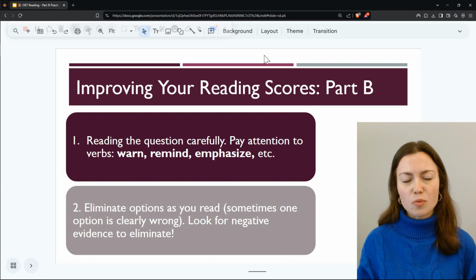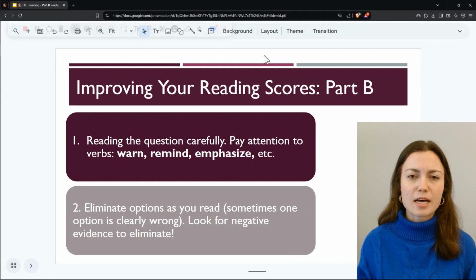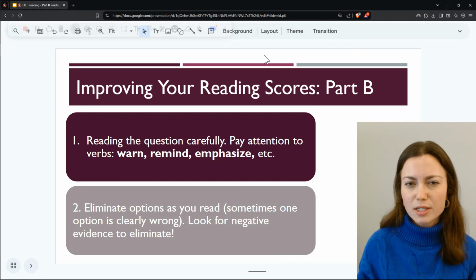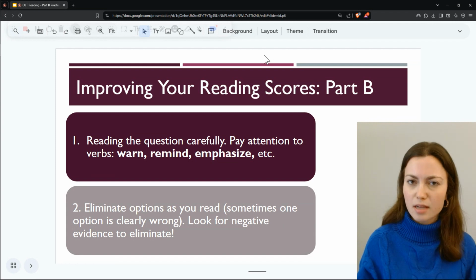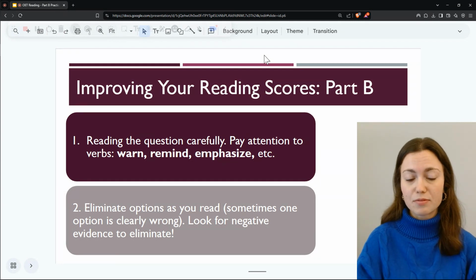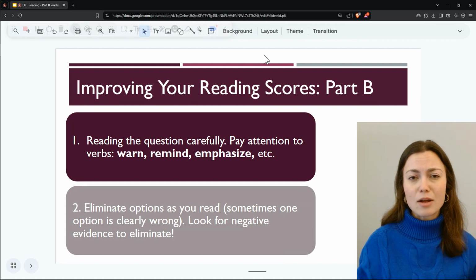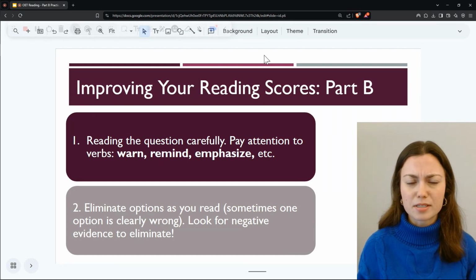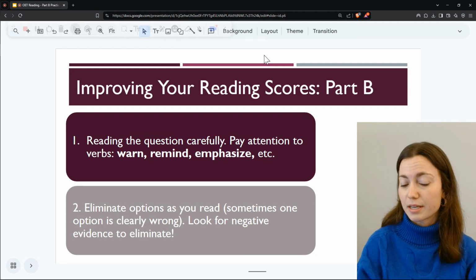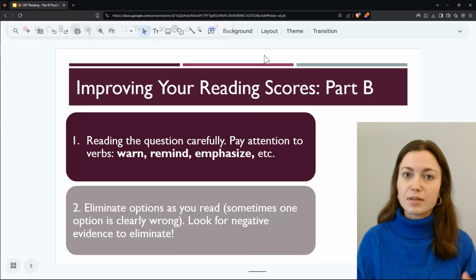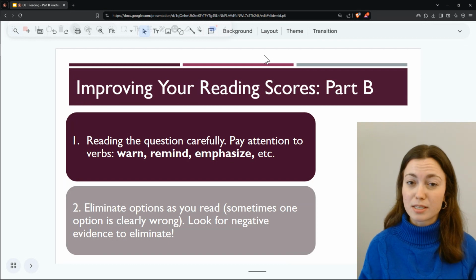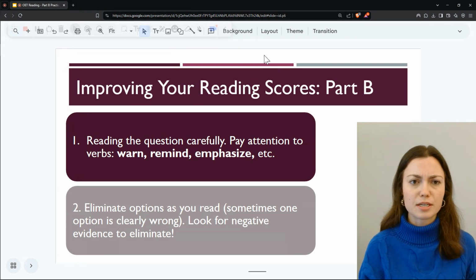Second is you want to try to eliminate options as you read. Now for some questions this will be easier than others. Sometimes you are clearly given evidence in the text that one option is clearly wrong, and I call this the negative evidence. So not only are you searching for evidence to support the answer, we're also looking for evidence that can rule out other options, and that sometimes makes the question easier.